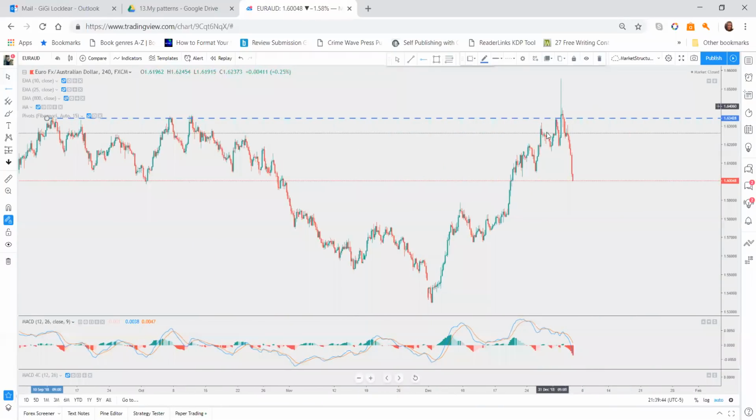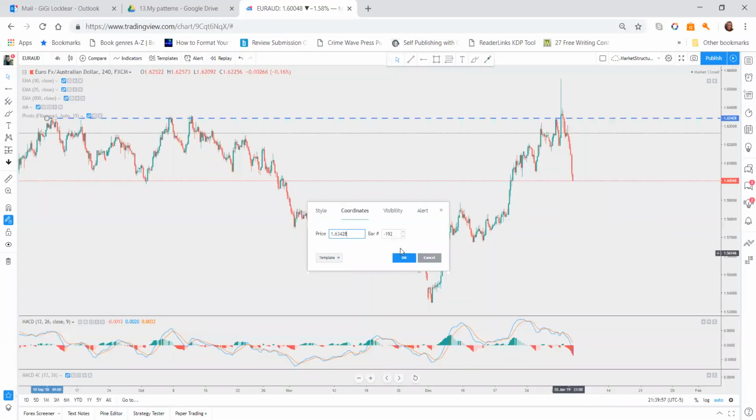So this is a clear rejection. This is a clear price rejection off of this prominent area, which, let's see how close we can get the price on this. 1.635.